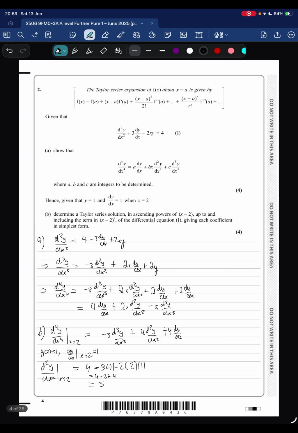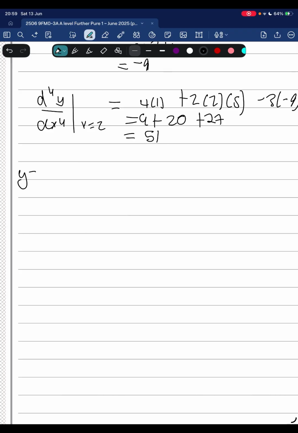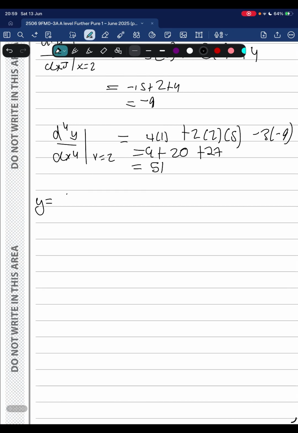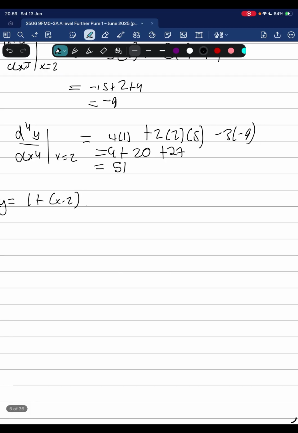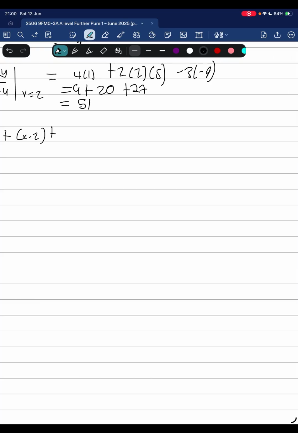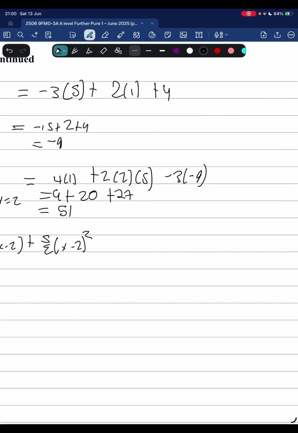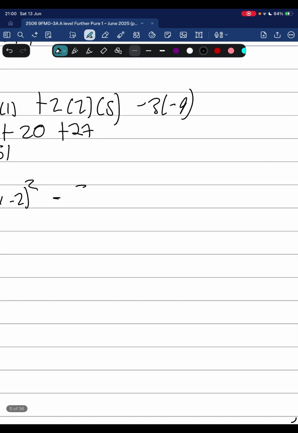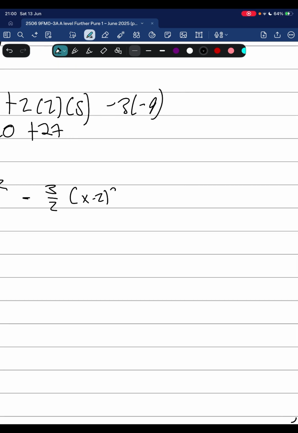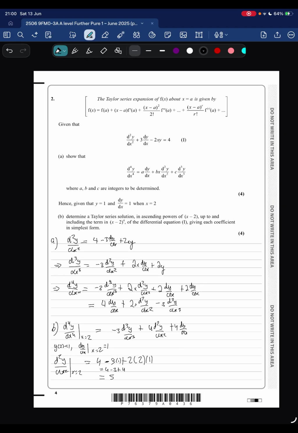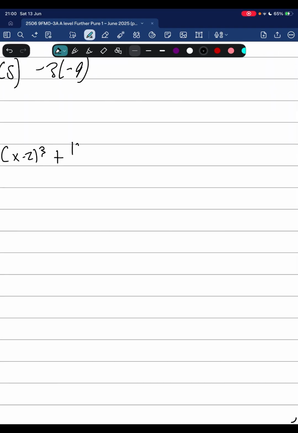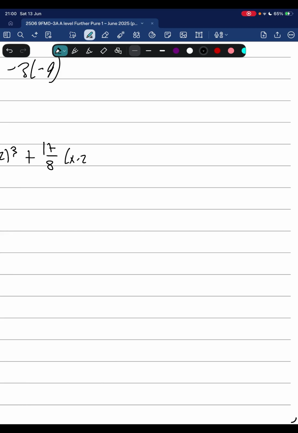So now we apply the formula we used here. We apply the formula given here. So y equals 1 plus (x minus 2) plus 5 over 2 (x minus 2) squared minus 3 over 2 (x minus 2) cubed, and then plus 17 over 8 (x minus 2) to the 4, right?